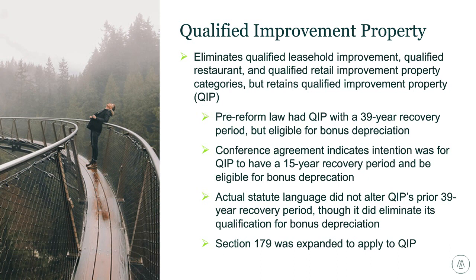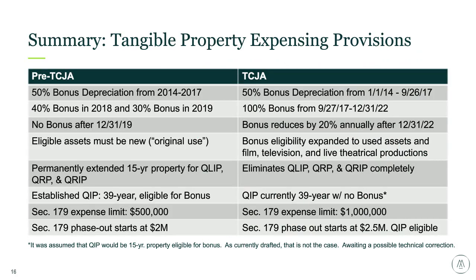Any qualified improvement property placed in service between September 27th of 2017 and December 31st of 2017 would still be eligible for bonus depreciation at 100% due to the overlap in the old and new laws. Now, here's a summary of those property expensing provisions under the prior law and the current law that we just talked about, for your reference in the future.